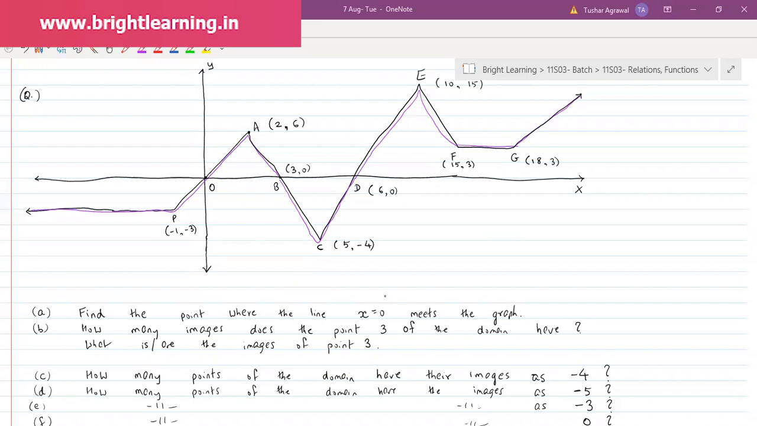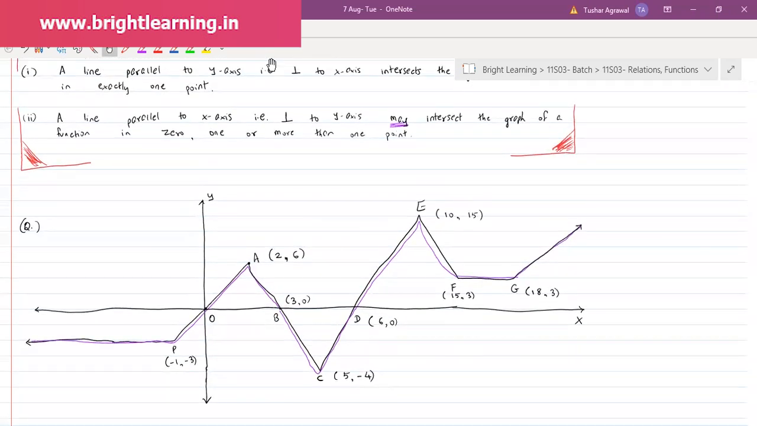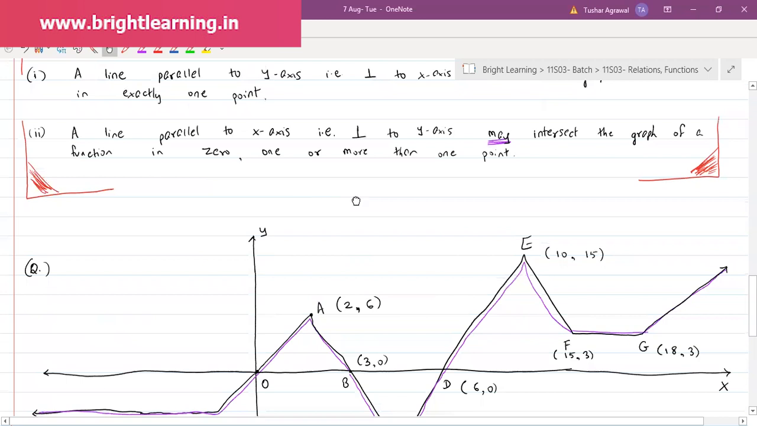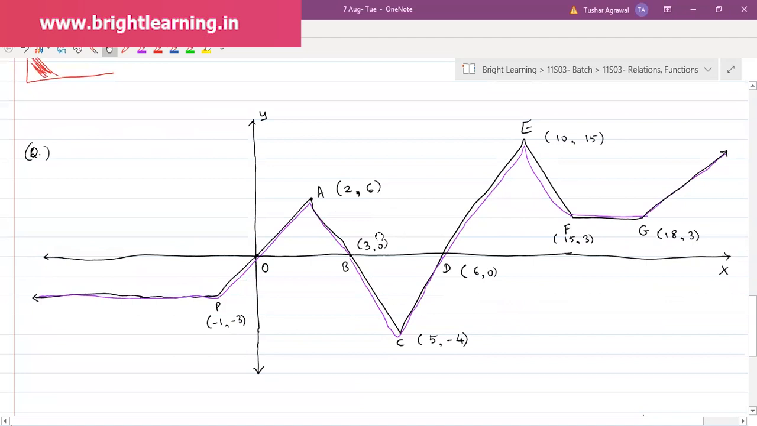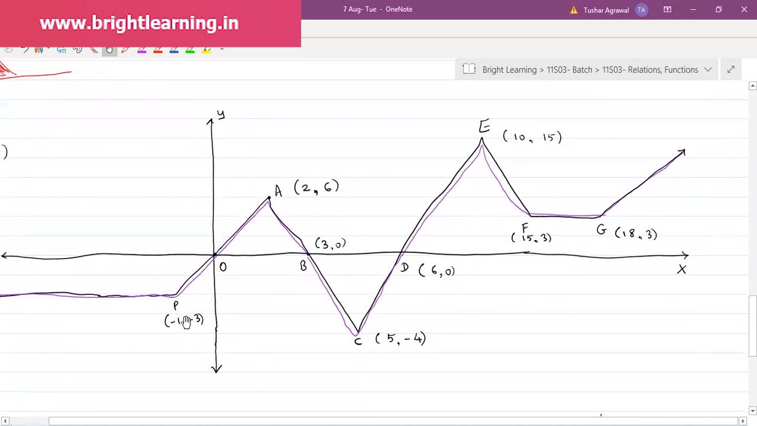Find the point. First of all, if I just forget the questions, if I just give you this much, this is the graph of some mapping. So from this visual representation, what can you interpret? How much information can you gather? These points: -1, -3, 2, 6, 3, 0, 5, -3, 6, 0. What do they signify? First thing you should understand is that this horizontal x-axis is the domain axis. You take your domain on the horizontal x-axis, and you plot the image on the y-axis.